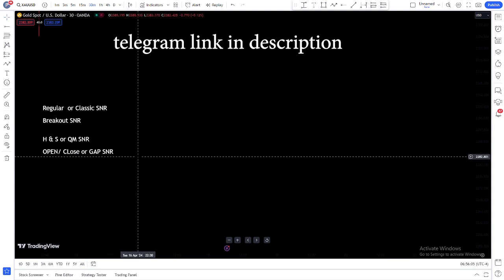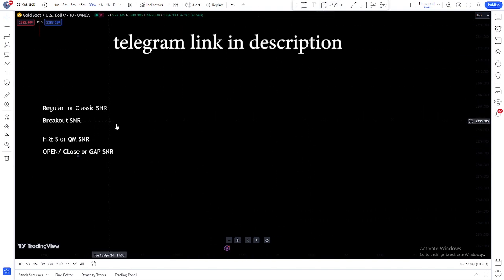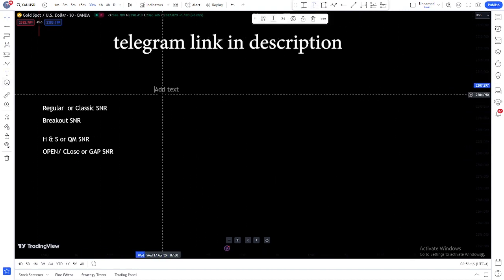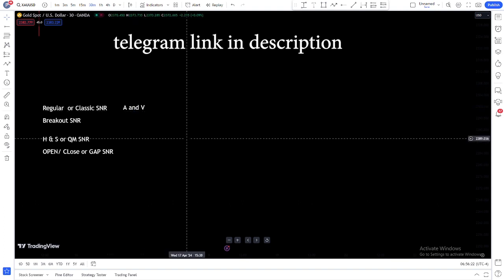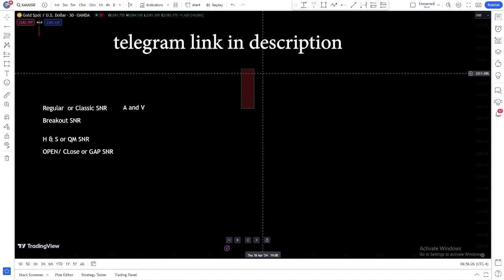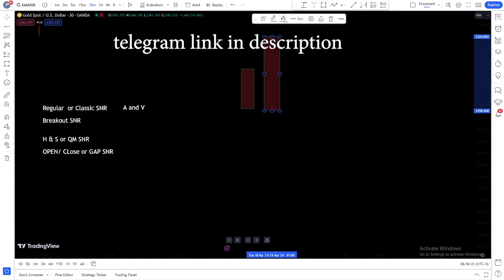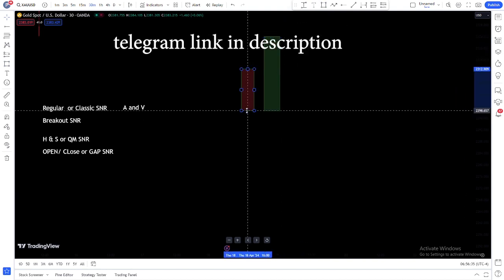First, the one that we are going to talk about is the regular or classic SNR, which will be, let me write it on here, an A and V shape one. So this one will be our regular or classic SNR. So let's look at this one. Let's say this is a red candle we are seeing here, and eventually we are going to have a green candle, which will be like this.